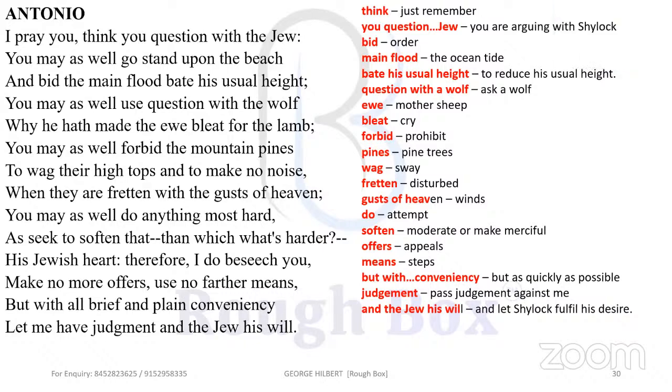Okay, sir. So, sir, in this line, as seek to soften that, so, sir, that refers to Jewish heart. Yeah. As seek to soften that, than which works harder. Actually, the words than and which are confusing you. As seek to soften that which is harder. So you can succeed in all these things, but you can't succeed in this one thing, softening his Jewish heart. Not possible. Okay, sir.